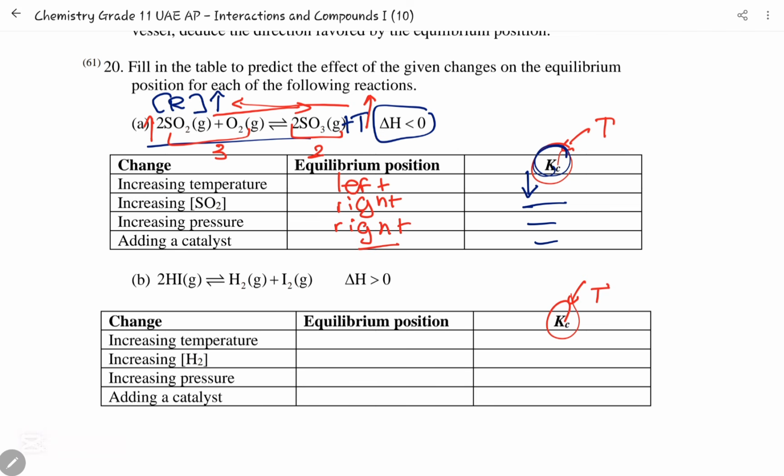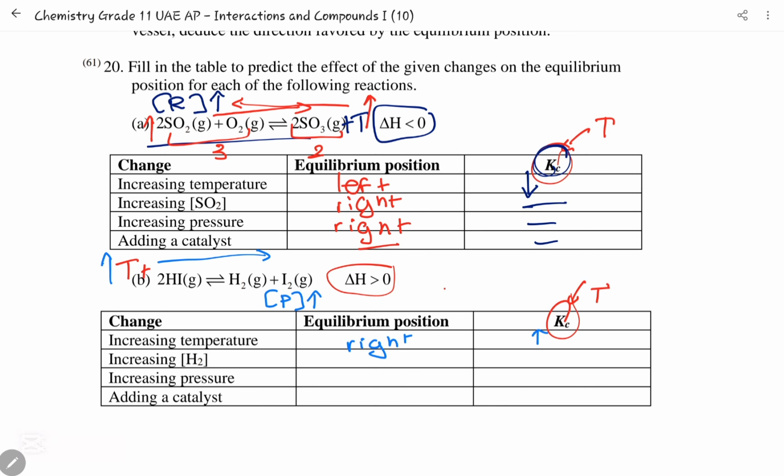That's for part A. Now for part B, the delta H is greater than 0. That means my temperature is on the reactant side. If I increase my temperature, I have an excess of temperature. I need to get rid of it. So my equilibrium position shifts to the right. So the concentration of my products increases. So my K equilibrium increases.